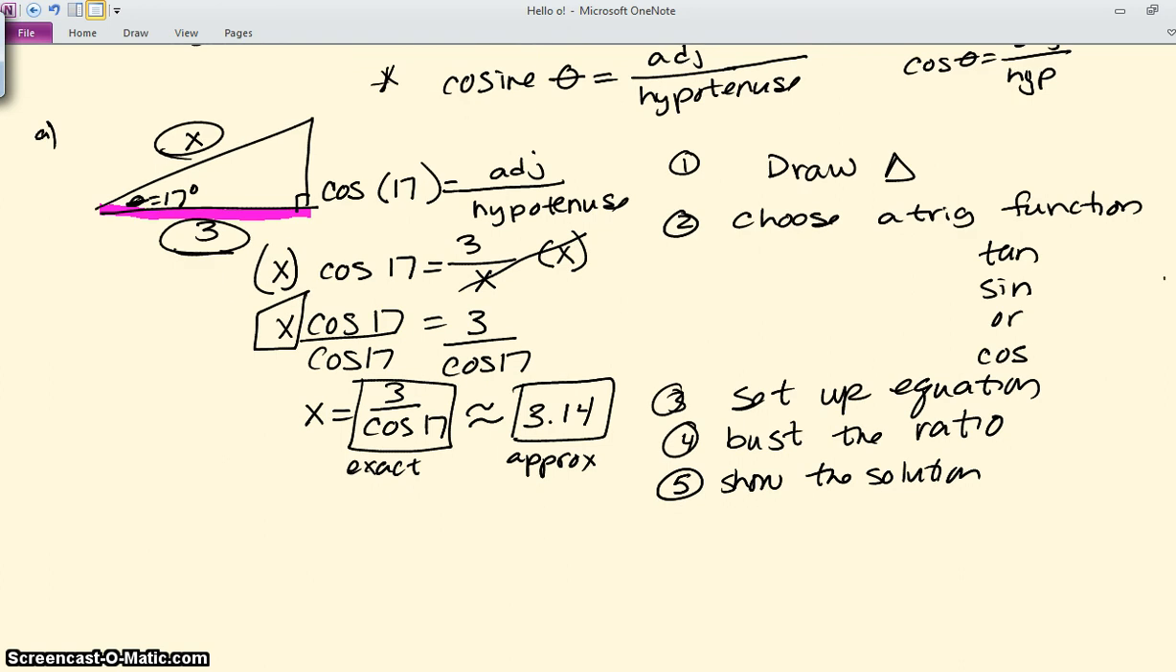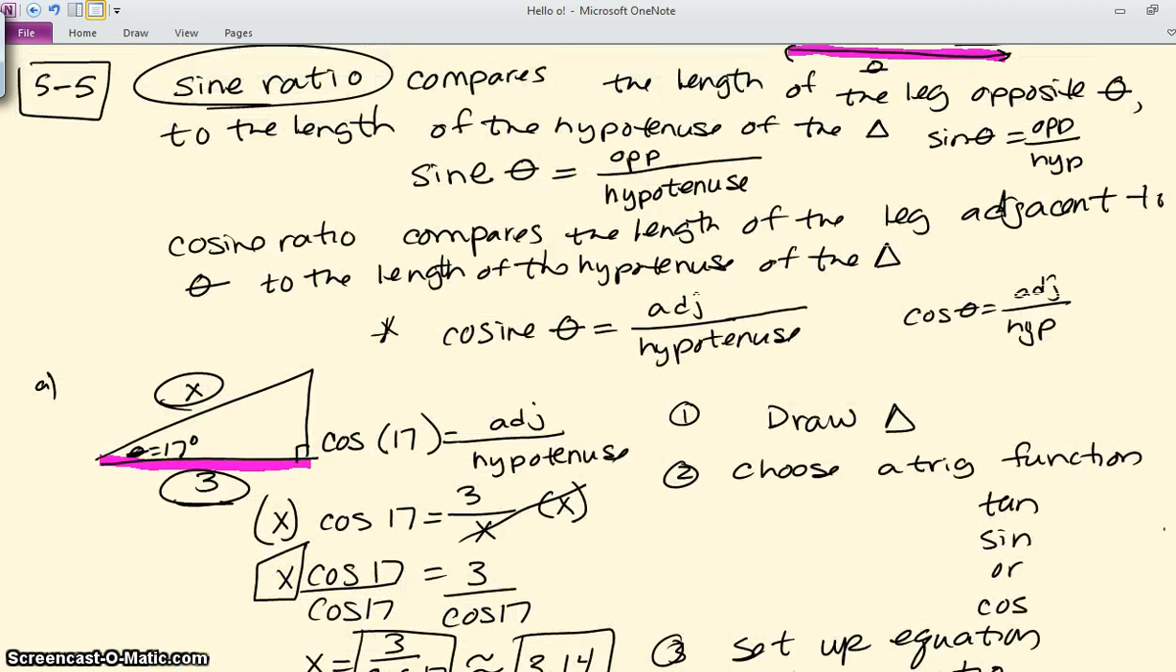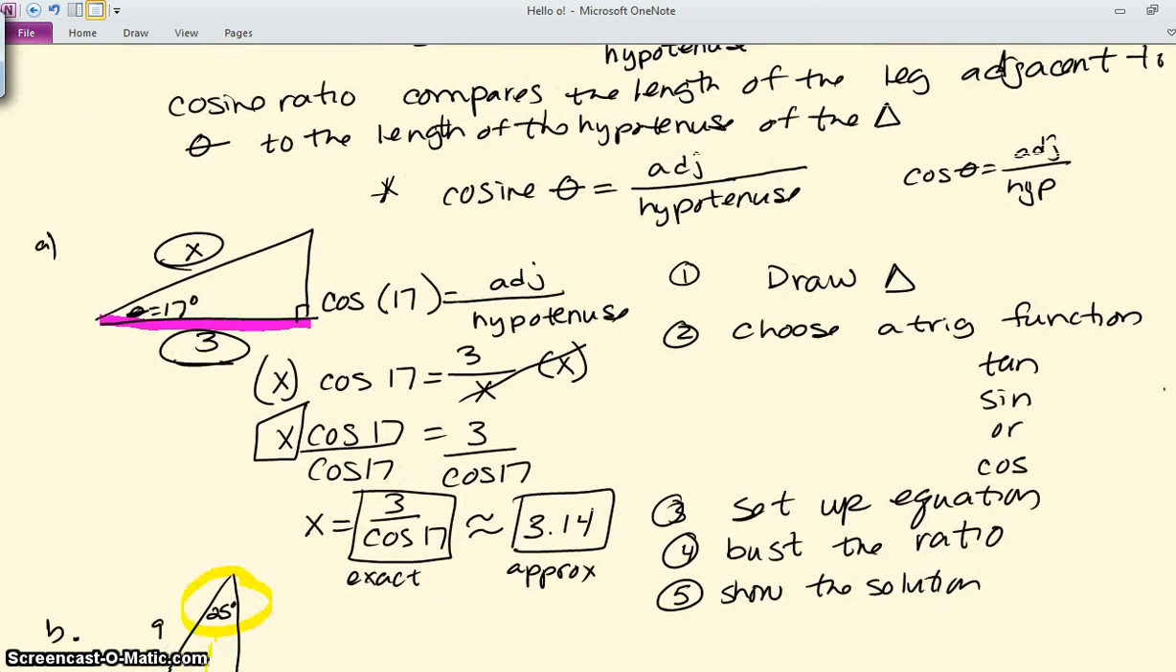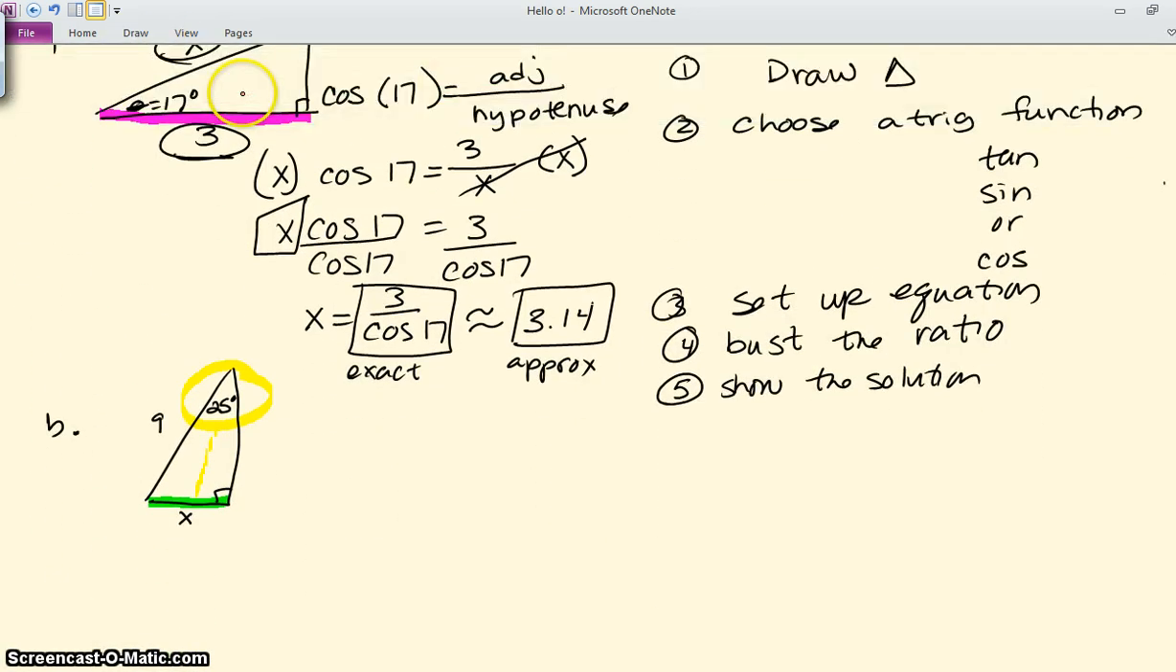So let's go through all 5 steps for the triangle in B. Step 1, draw that triangle. The triangle shown has a hypotenuse of 9. My reference angle in this case is up here at 25, and I can tell that I have the side opposite 25. And my opposite side was highlighted with green in my original triangle. So I want to choose the ratio that has the opposite compared to the hypotenuse.